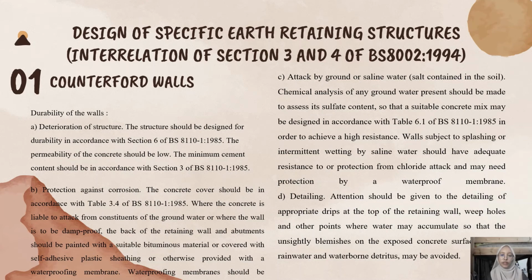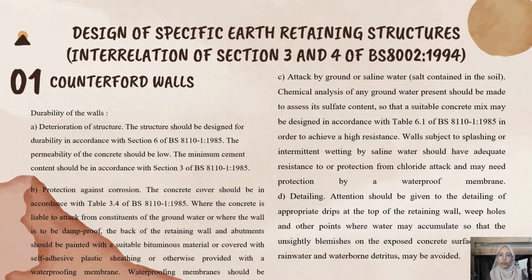For the B part, the concrete cover should be in accordance with Table 3.4 of BS 8110/1985, where the concrete is liable to attack from constituents of the groundwater or where the wall is to be damp-proof. The back of the retaining wall and abutment should be painted with a suitable bituminous material or covered with self-adhesive plastic sealing or otherwise provided with a waterproofing membrane.